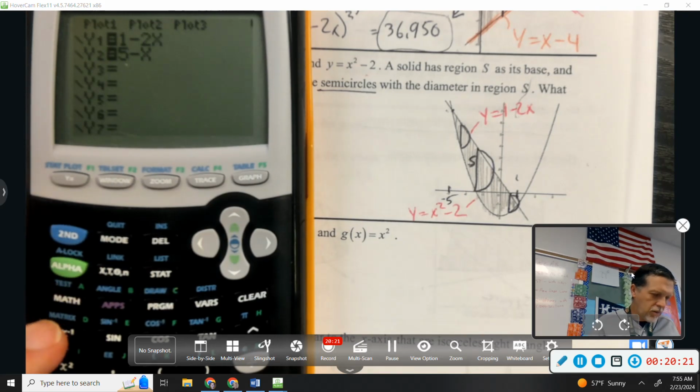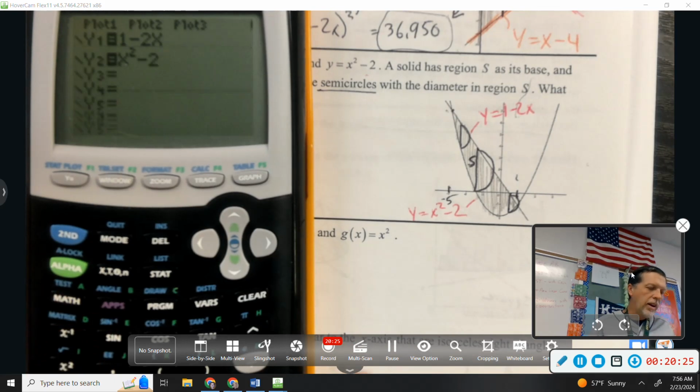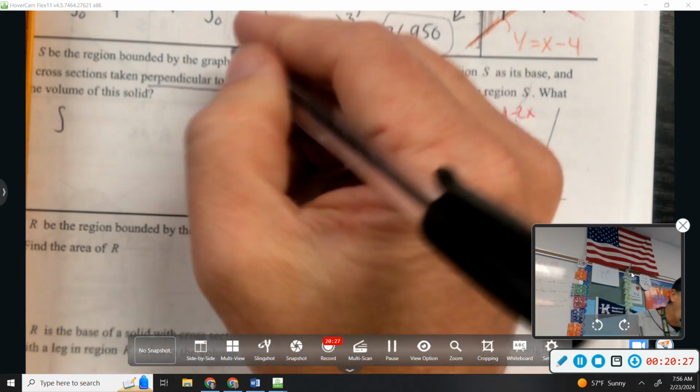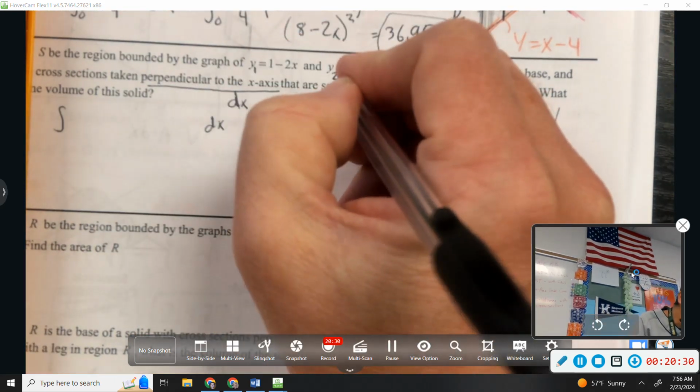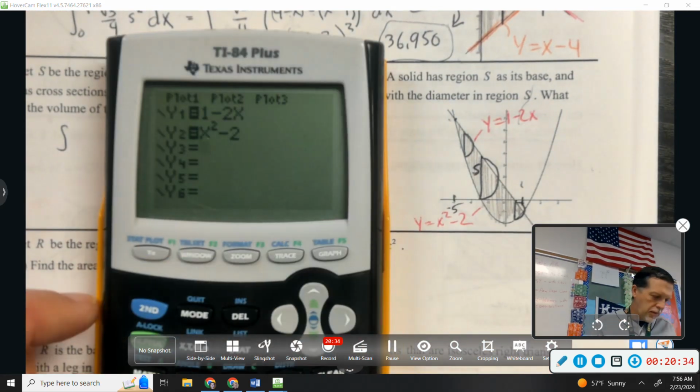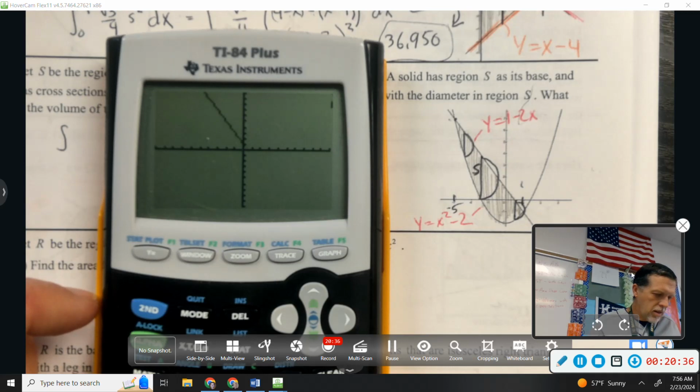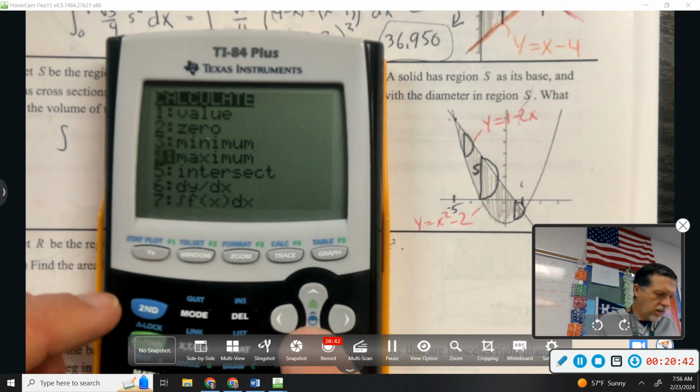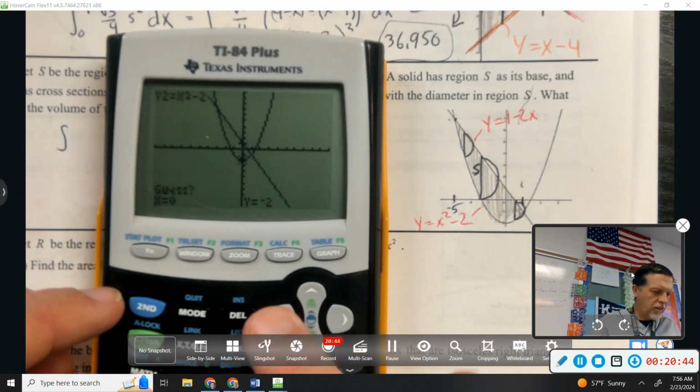1 minus 2x, x squared minus 2. That also means I might be using y1 and y2 later if I don't want to type those in again. Right, there's the line. There's the parabola. Second calc, intersect. First curve, second curve.